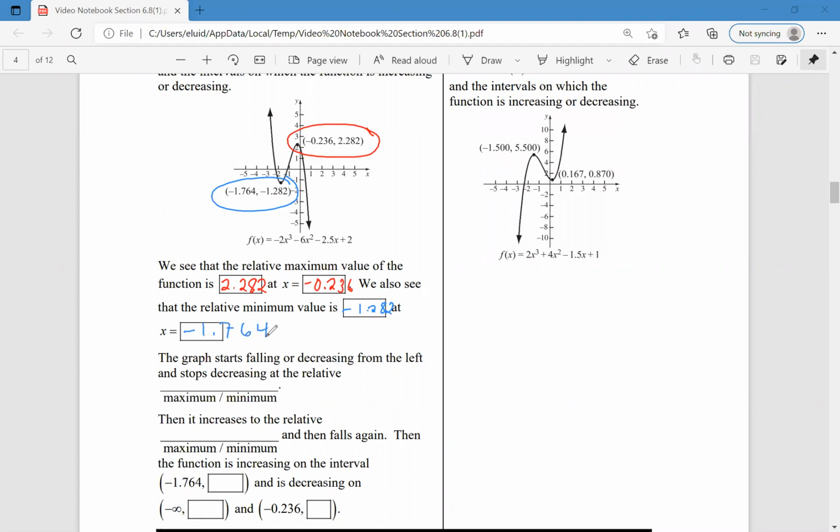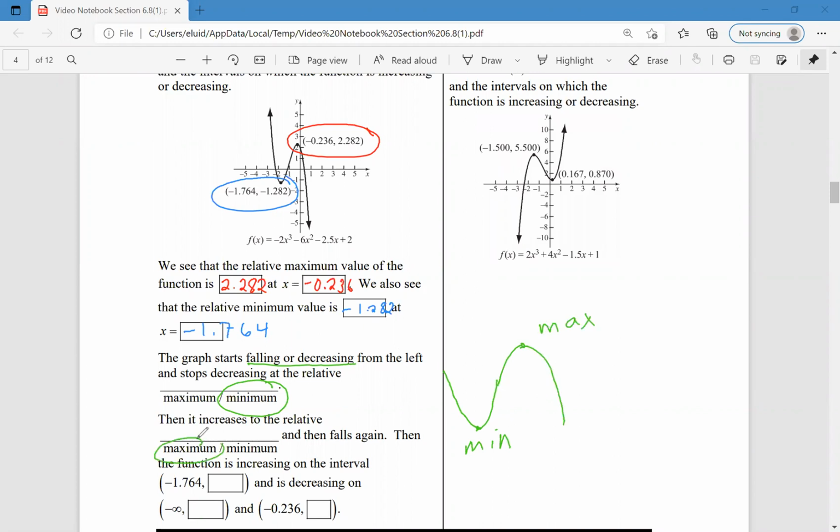Okay, and next it's going to talk about increasing and decreasing. The graph starts falling or decreasing from the left and stops decreasing at the relative maximum or minimum. Okay, so let's think about that. I'm going to draw that out to understand what this is saying. So it starts falling or decreasing, okay? And it stops decreasing at the relative, we're going to say minimum, right? If it decreases and then stops decreasing and changes back to increasing, that's a minimum, okay? Then it increases to the relative maximum.